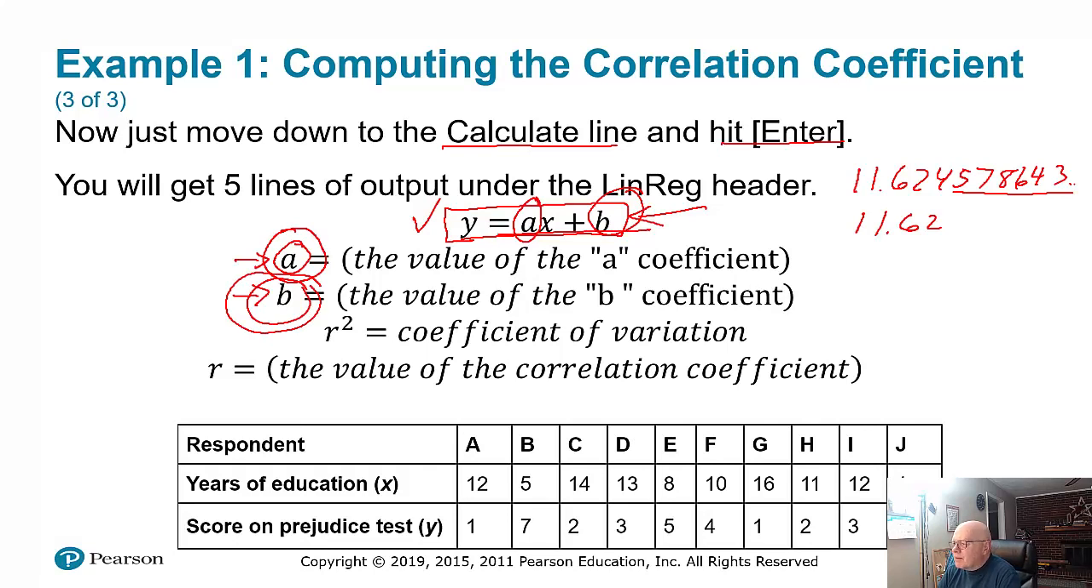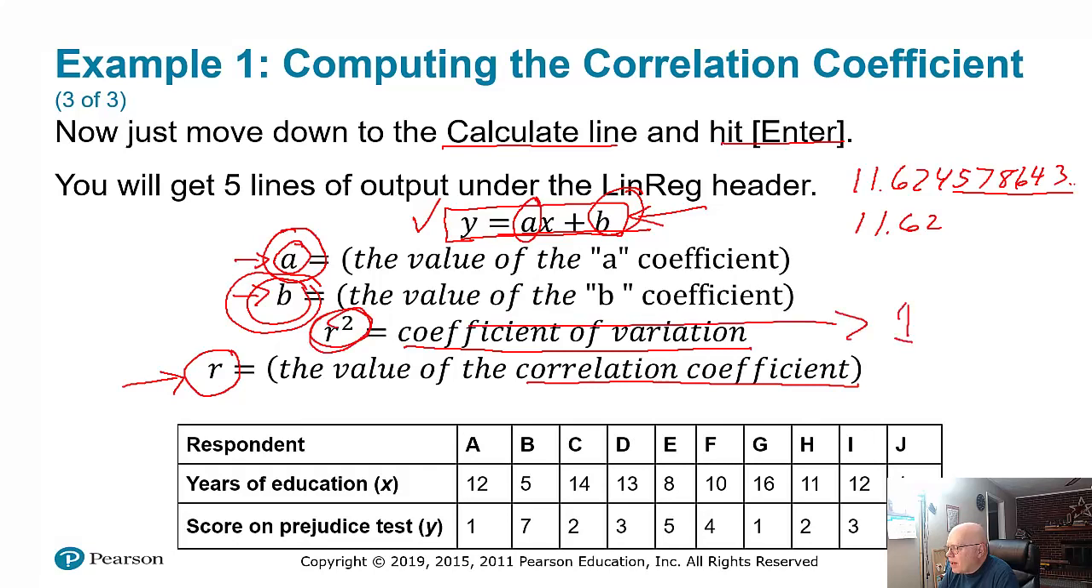You also get some other things too. Now this r I was talking about earlier, that's the correlation coefficient. That's one of the 2 reasons you use this linear regression. Now there is something called r squared. We won't be talking about that. That's called the coefficient of variation, and it gives you an idea of how good a model this is going to be. The closer this r squared is to a 1, the better it is.